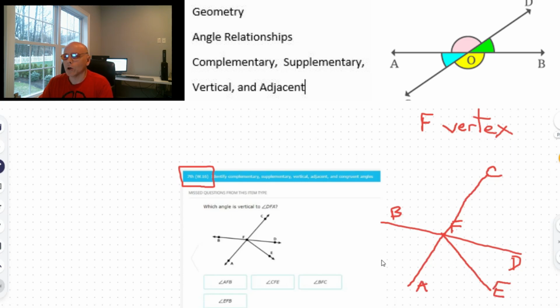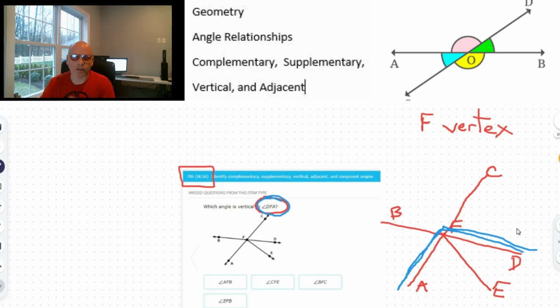Which angle is vertical to angle DFA? So let's identify where is DFA. So let's figure it out. D to F to A. DFA is a big angle, right? It contains this little angle in it, DFE. So this is DFA. Let's actually change our color and we'll mark that off. DFA. That's DFA.